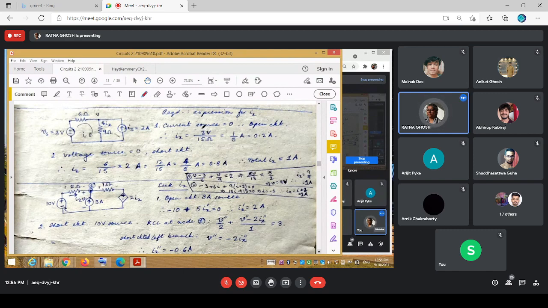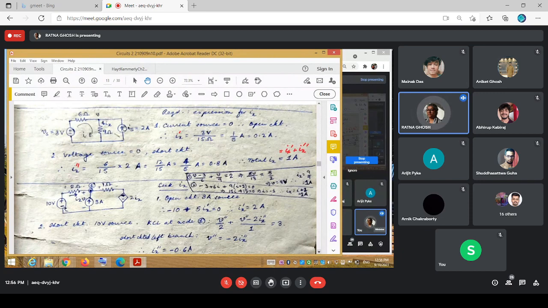Actually, let me write it off. I should have written an Ix dashed and Ix double dashed. So this is an Ix dashed, and this should be an Ix double dashed. And total Ix would be equal to Ix dashed plus Ix double dashed. Right. So this Ix dashed would be this one.